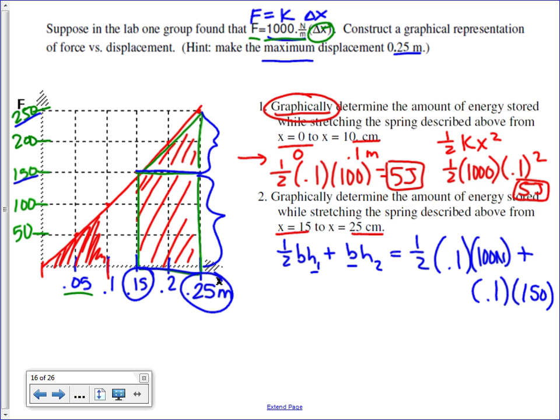When we add those two together, we're going to end up getting our amount stored just between 15 to 25. So 1/2 times 0.1 times 100 is going to get us 5 joules, plus, now let's do the area of the rectangle. 0.1 times 150, that's 15. And so total, there's 20 joules of energy stored additionally within that stretch.